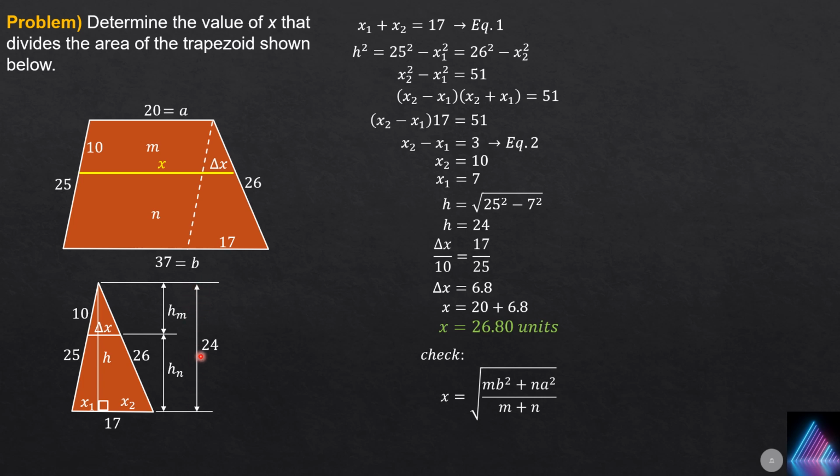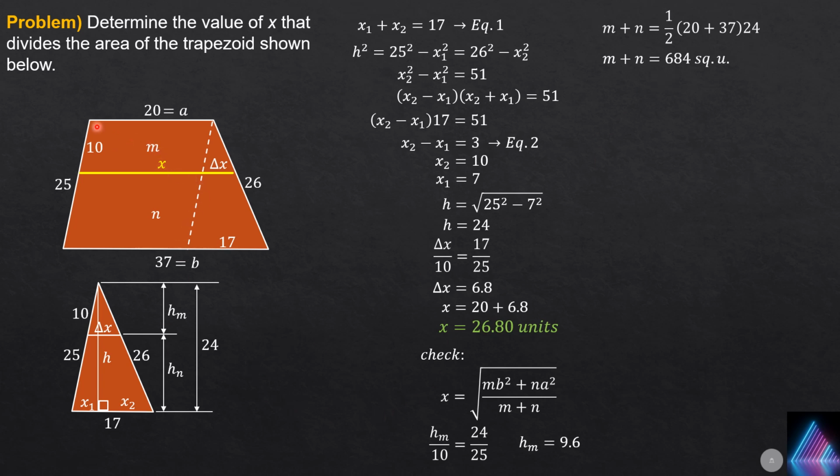So we just need H sub M, and this H sub M can be solved by similar triangles again. By similar triangles, HM is to 10 equals 24 is to 25. So that means H sub M is 9.6. We can then compute the total area of the trapezoid, which is M plus N, and it is equal to 1/2 quantity 20 plus 37 times height 24. And it is equal to 684 square units.